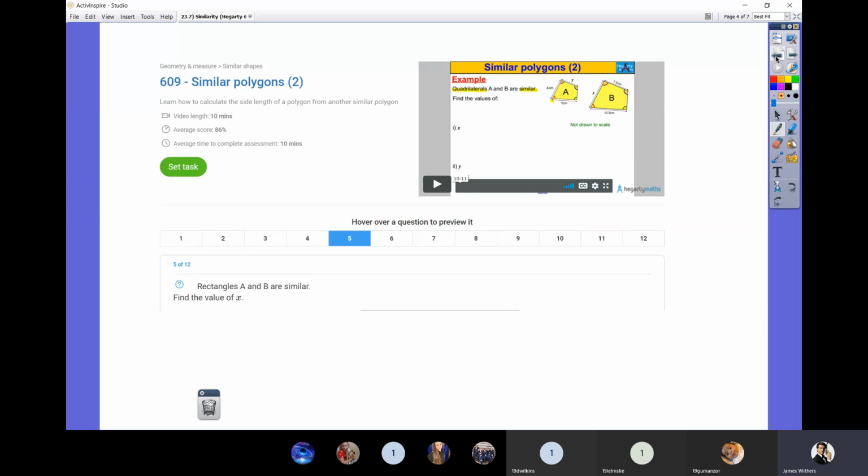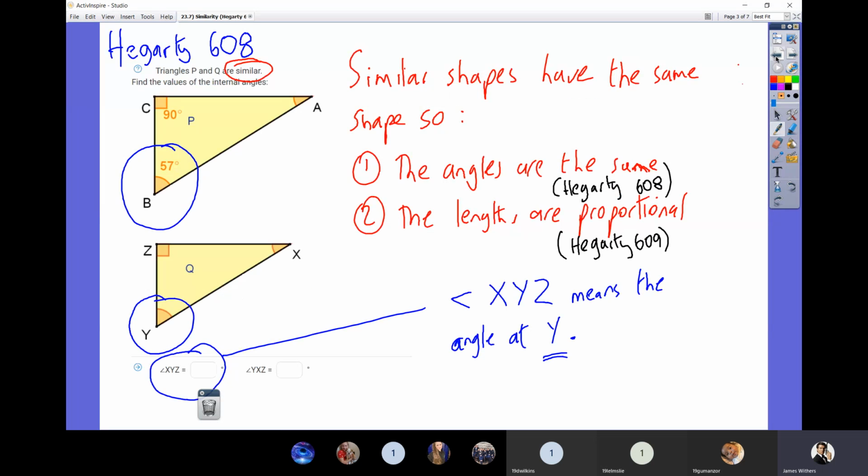Now, back to what I said over here. If you've got similar shapes, the angles are the same, and that's what's going on with Hegarty 608. But the second thing is the lengths are proportional. So the lengths aren't going to be the same, but they are proportional.